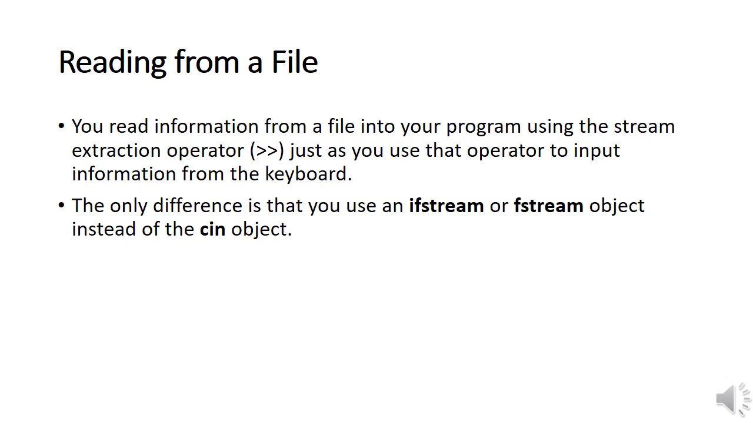If you want to read some information from a file into your program, you can use the stream extraction operator, double greater than (>>), along with an ifstream or fstream object, as we are using it with cin to input information from the keyboard.